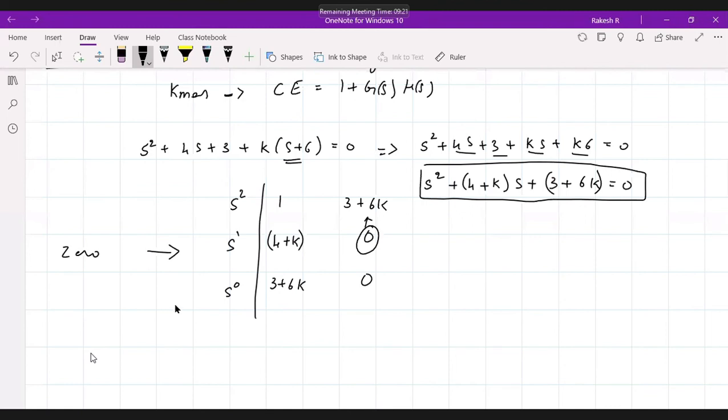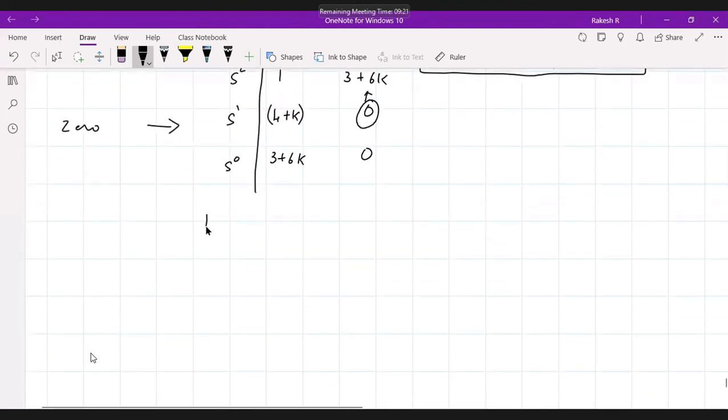So to make the row 0, what is the formula? It is 4 plus k should be equated to 0 here. When I equate that to 0, I'll get k is equal to minus 4. K is equal to minus 4. This is the marginal value of k. Now, what do I need to consider? I need to consider the above equations which are there on the k here.